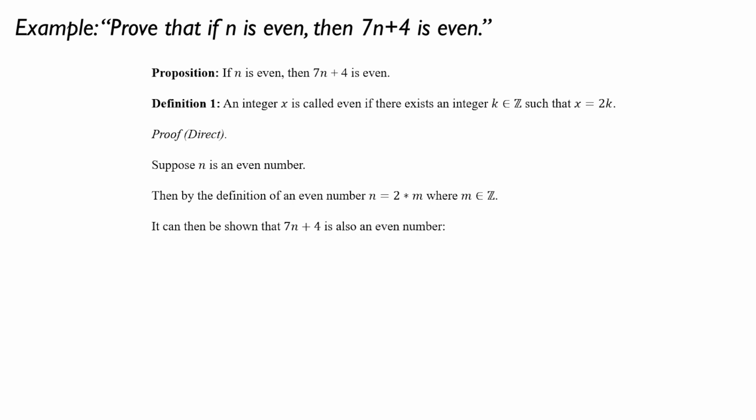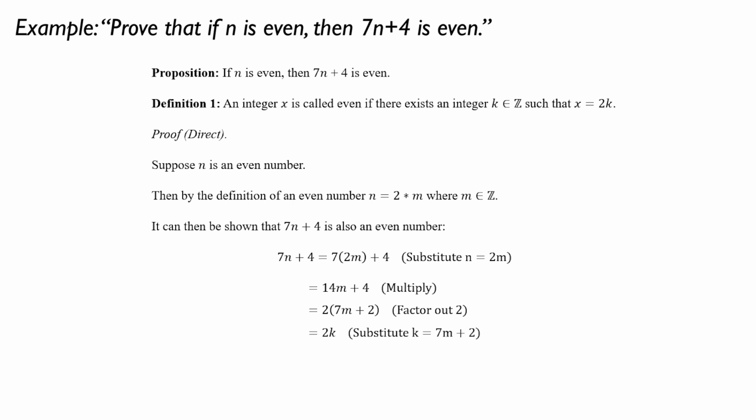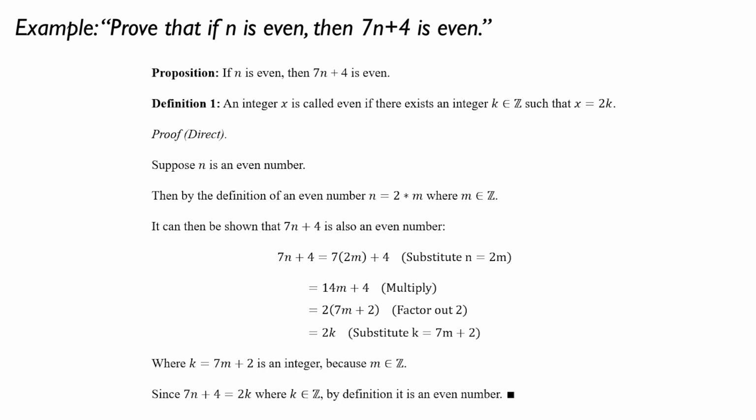We can then show that 7n plus 4 also has to be an even number. We start this by substituting n with 2m, then we remove the parenthesis by multiplying, and then we factor out 2. Then we substitute 7m plus 2 for k to show that the expression can be written as 2k, where k is an integer because m is in the set of integers. We can then say that 7n plus 4 is equal to 2k, where k is an element in the set of integers, which by definition is also an even number, and our proof is ended.